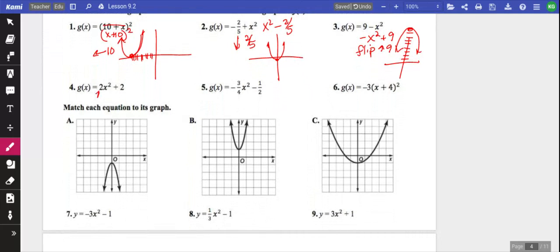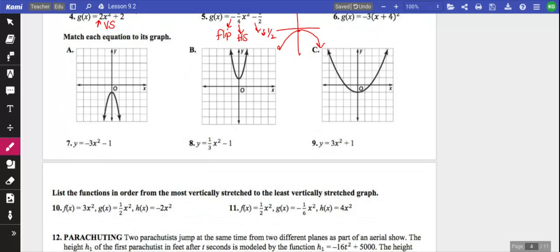On this one, the 2 out front would make it vertically stretched, and the add 2 at the back would move it up 2. Number 5 has three moves. It's a flip, a horizontal stretch, and down a half. So it would look something like that. So the horizontal stretch is going to make it look wider.